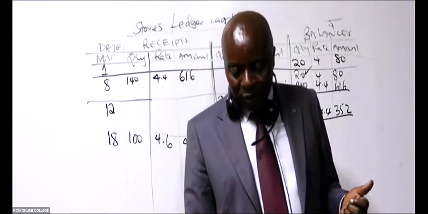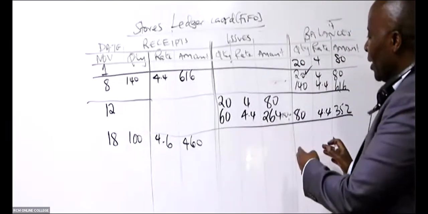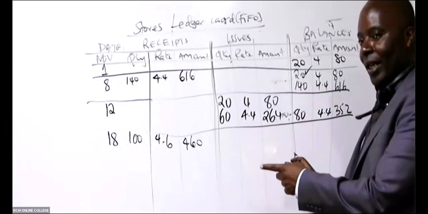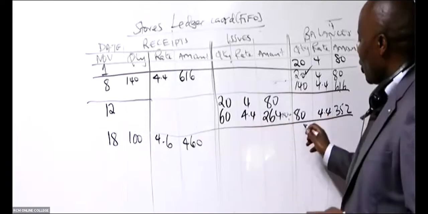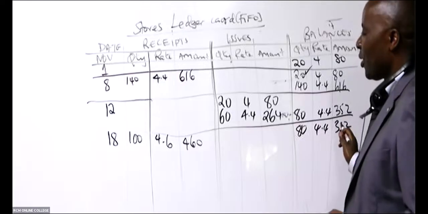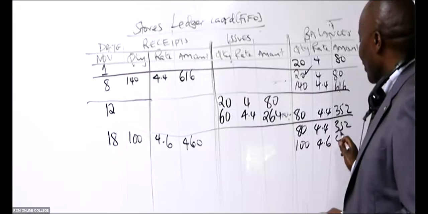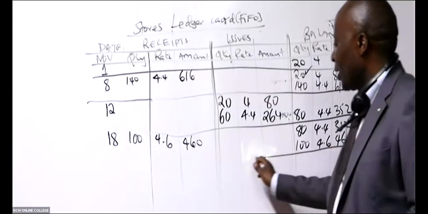Mimi siwezi kubali kuanguka. So you say it will be 460, so we are able to update the balance. So utasema 80 plus 100 kweli? No, zinakuwa tofauti. So here it will be 80 at 4.4, 352. And then now we have here 100 at what here, somebody? At 460.